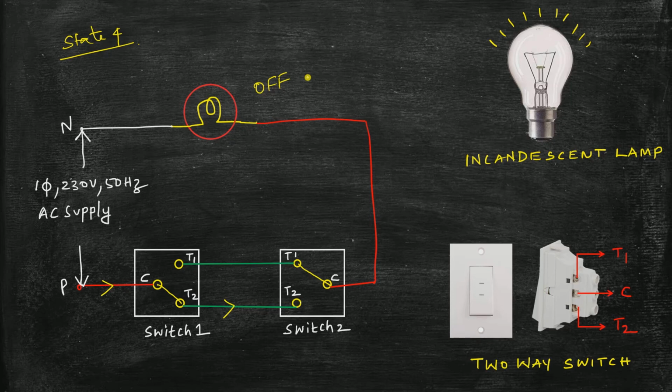With this, you must have understood that by changing the position of two-way switches, we can alternatively turn on and turn off a lamp. Now, let's take a live demo.